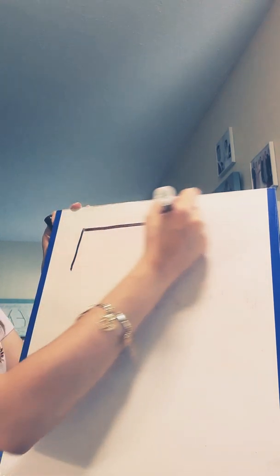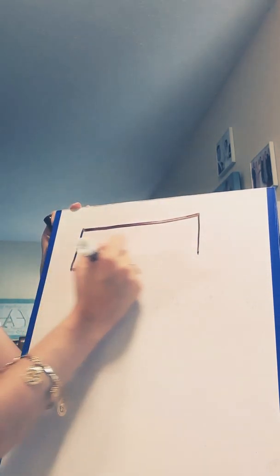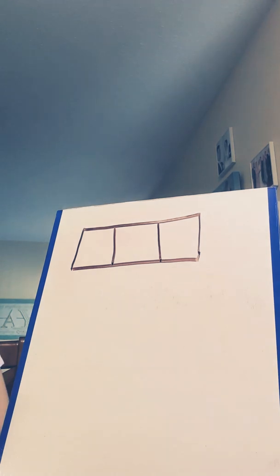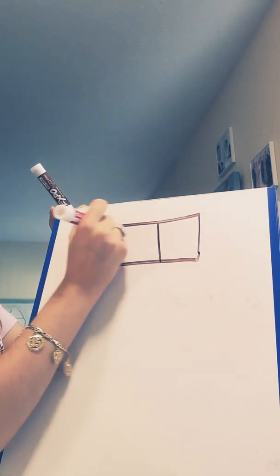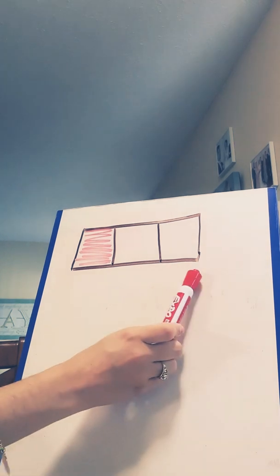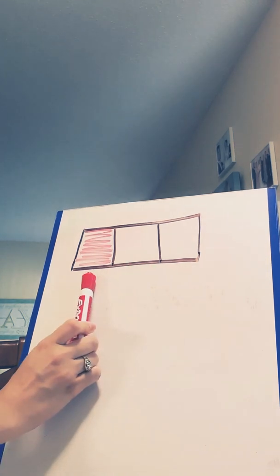So now it gives you a rectangle. And it has 3 equal parts. Now, only one of those parts are shaded in. Okay? This means a third of, because out of your 1, 2, 3 equal parts, only 1 is shaded in. So this is a third of.